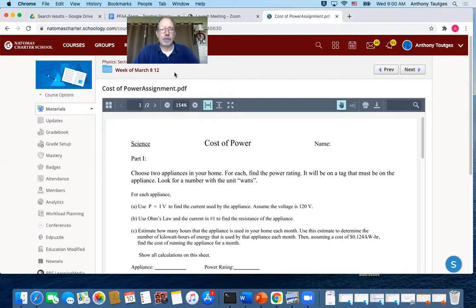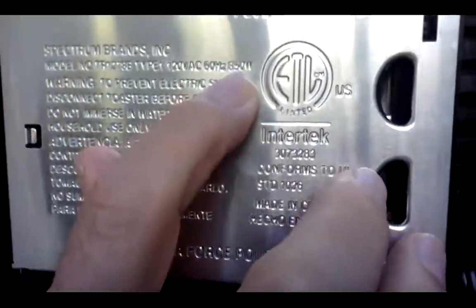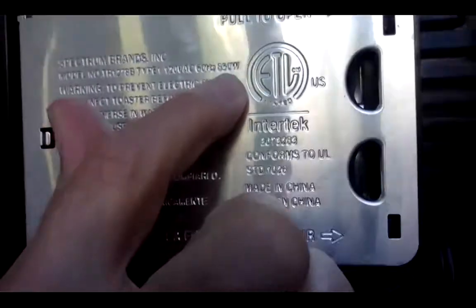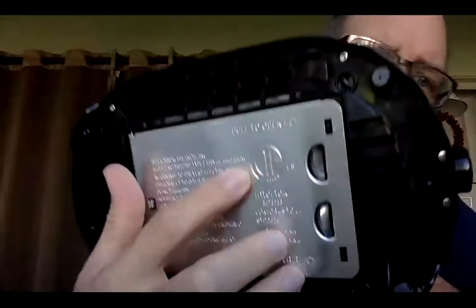For example, the example I'm going to use is a toaster, my parents' toaster. On the back, there's a tag with all sorts of stuff on it. Look on that tag for a number that has a W as a unit, W being watts. And on here, it's right there, 850 watts. That's the example that I'm going to use, and for this, you use your stuff.